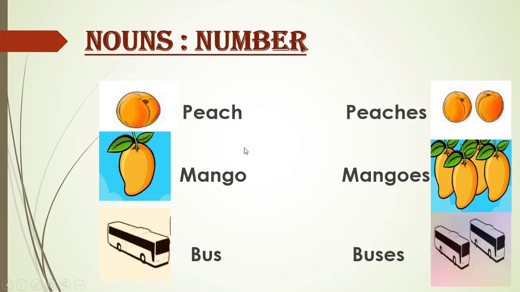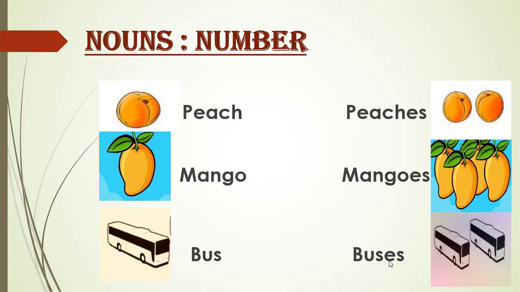So the word peach ends in ch, and by converting it into many, we add es at the end of this word. Mango is ending in o, and we made it plural by adding es at the end of this word. Bus is converted into many by adding es at the end of this word.